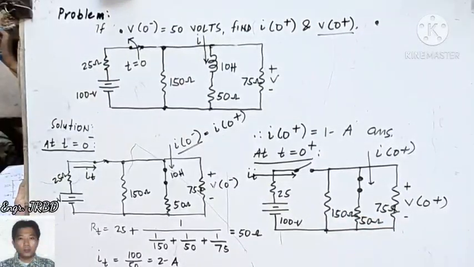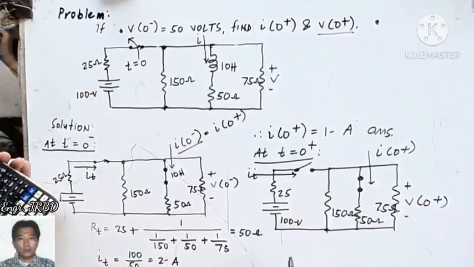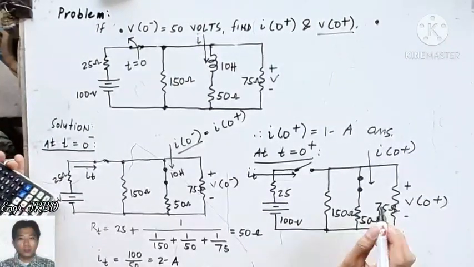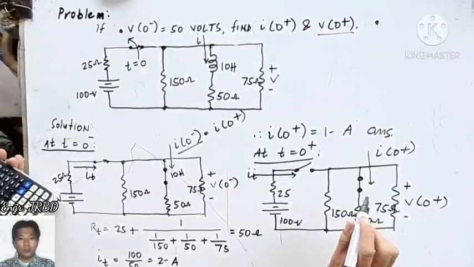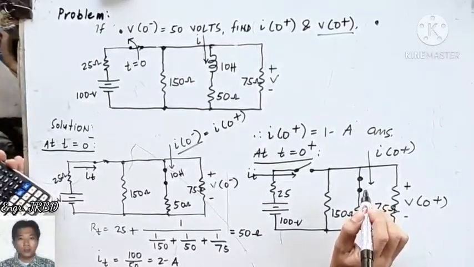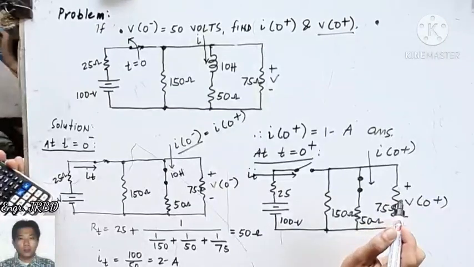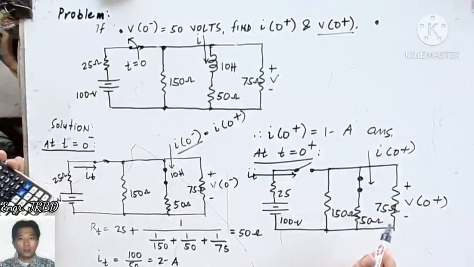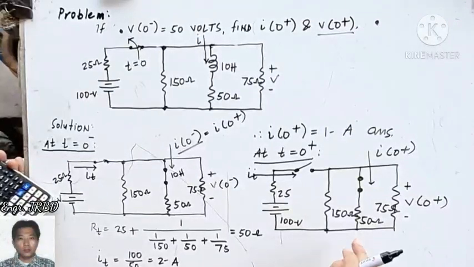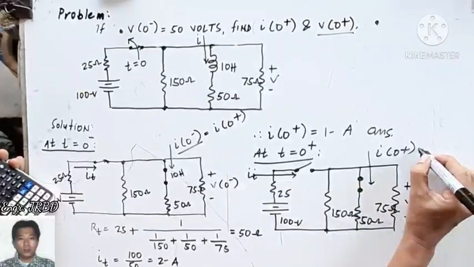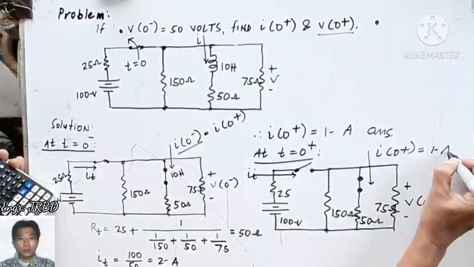To obtain the value of V, you determine the current going into it. That is to say that your inductor now is like a source of power. The electromagnetic energy that is stored across the inductor coils will now be released to be compensated by the three resistors, namely 50, 150, and 75 ohm resistance. Your I at time t = 0 positive here is 1 ampere.